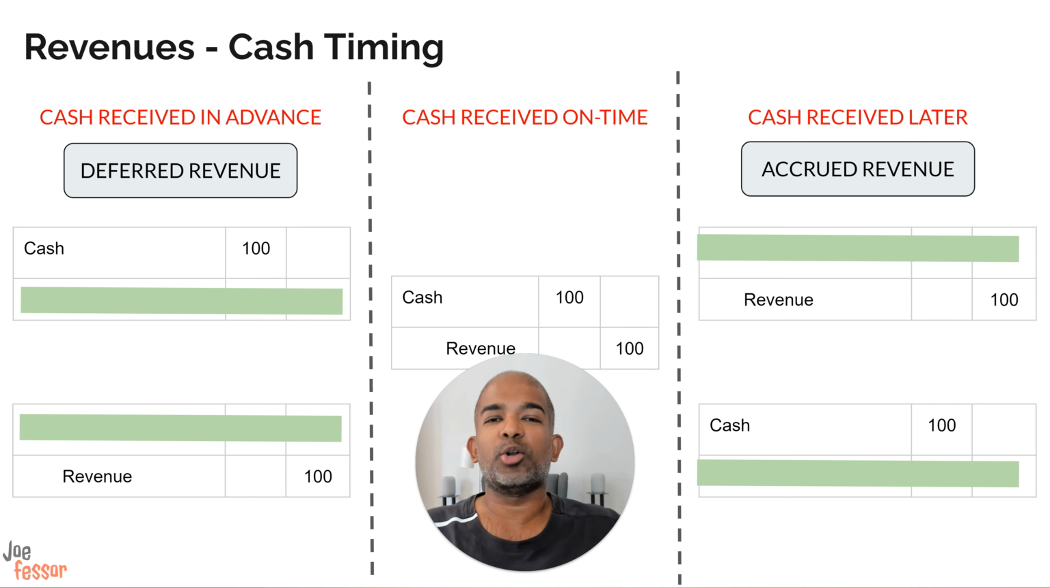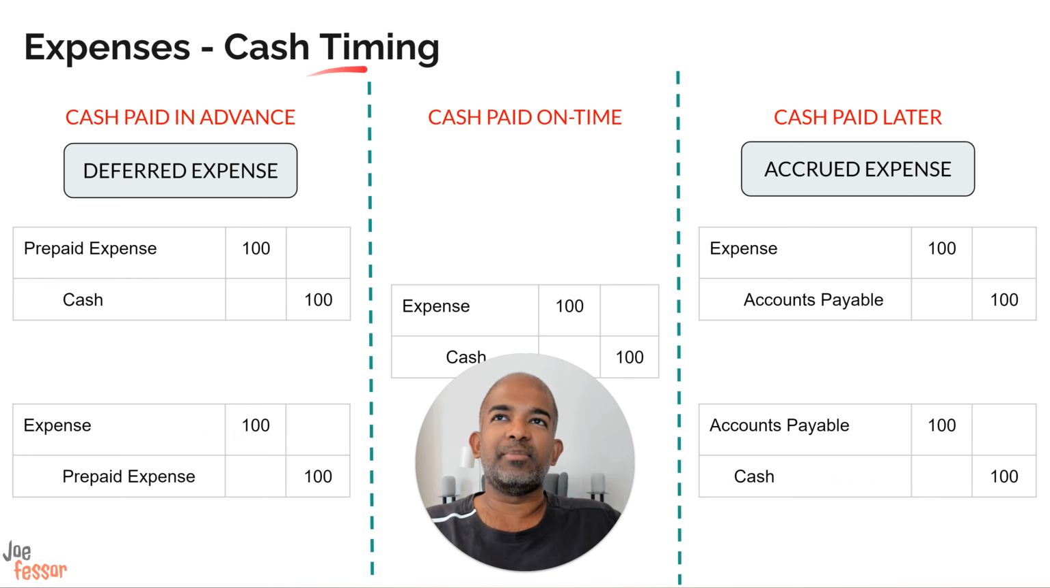If revenue is earned across multiple time periods, you will have to ensure that you make these adjustments. Looking at the expenses again from the same cash timing perspective, if cash is paid on time, you would debit an expense account and you would credit a cash account. But if cash is paid in advance, as in the deferred expense case, when cash is paid, you would credit your cash account, and you would debit a prepaid expense account, which is an asset.